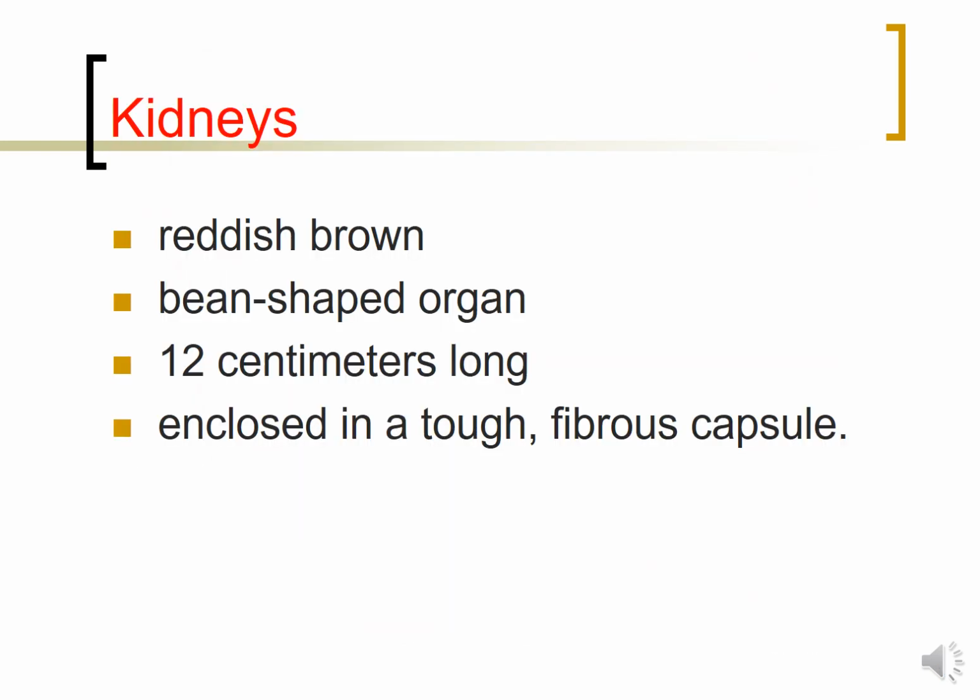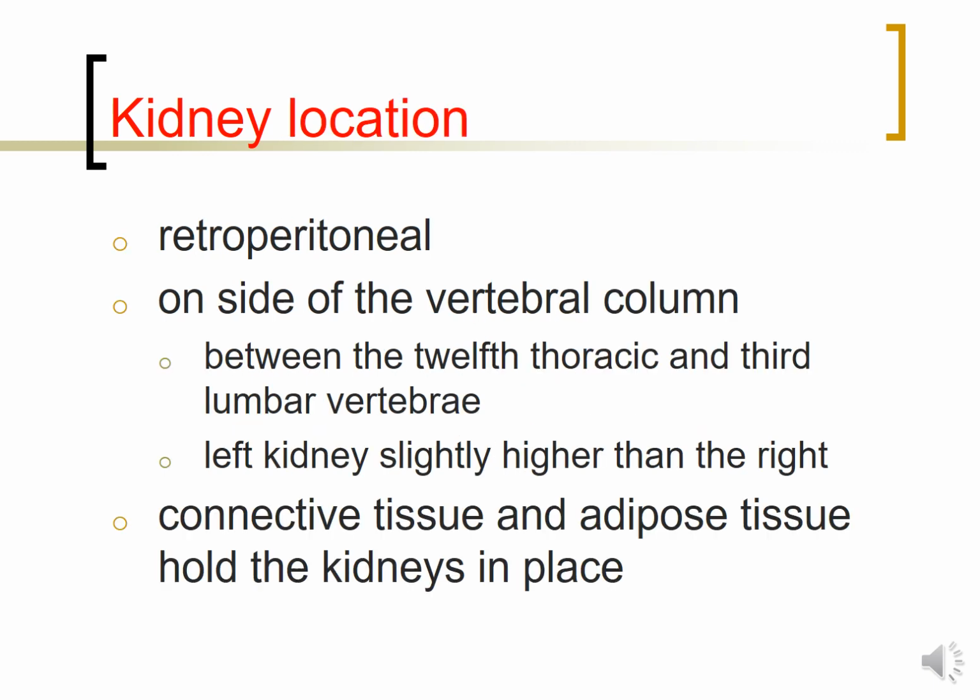Let's look at the kidneys. The kidneys are reddish-brown in color, and they are kidney bean shaped. And I don't know what came first, the kidney or the kidney bean, but they're kidney bean shaped. They're about 12 centimeters long, and they're enclosed in a tough, protective, fibrous capsule. Kidneys are located in a retroperitoneal position.